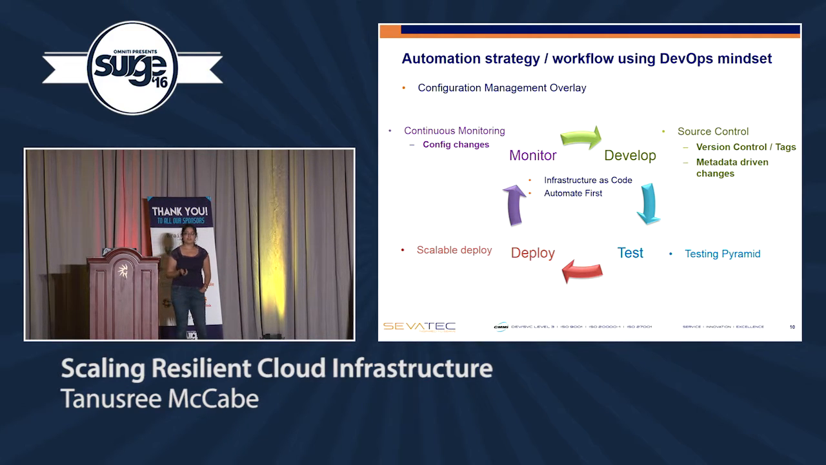How do you integrate good configuration management into developing your infrastructure as code? So from a source control perspective, these are things like version control and tagging. And then metadata-driven changes. So what I mean by that is if you think about an infrastructure component like a VPC, the metadata for the VPC is going to be the variable parts of the VPC. So for example, your CIDR block, or maybe the purpose of that VPC.